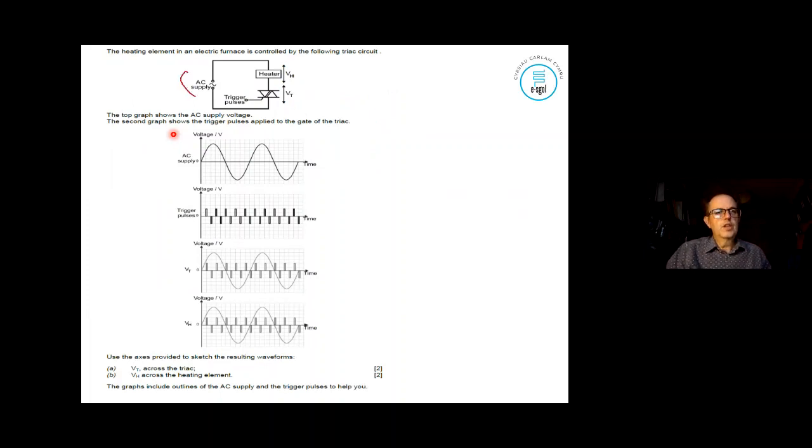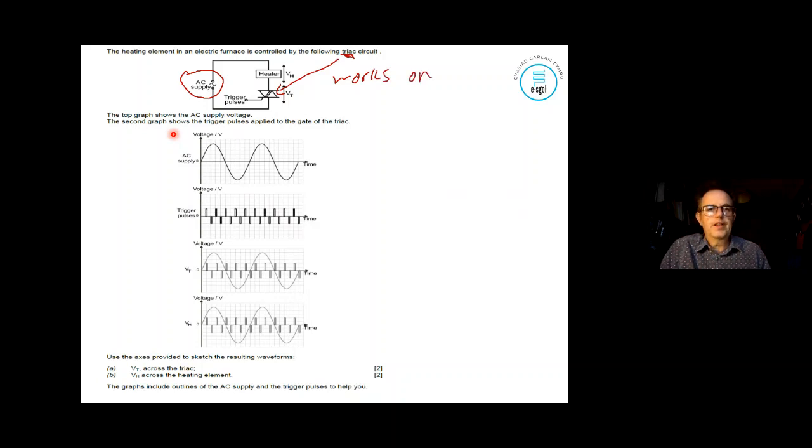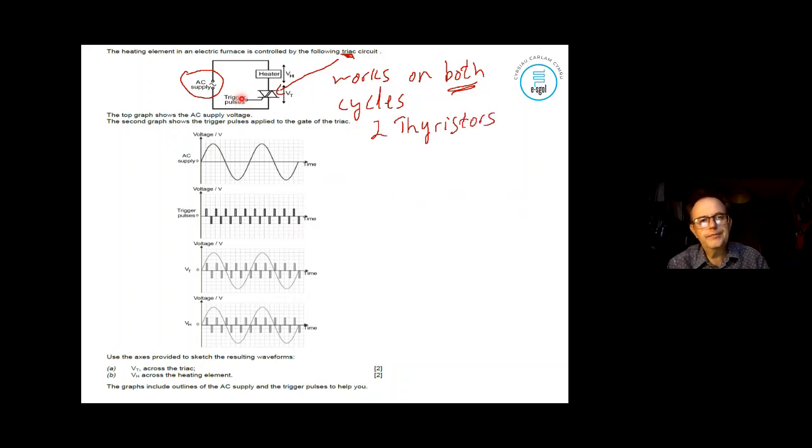Finally, what you've got here is an AC supply. Notice here we've got a triac, which is basically two thyristors working together, so this will work on the positive and on the negative. That's the important thing about it. We've got a trigger pulse coming in, going into the gate itself. Looking at these trigger points, that's the voltage being put into the thyristor in order to turn it on.